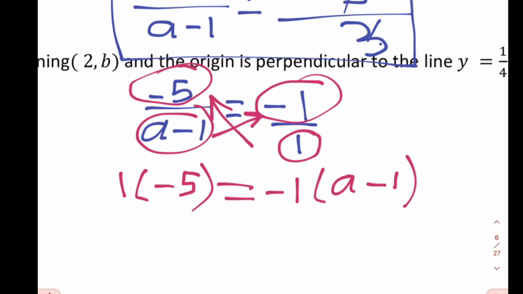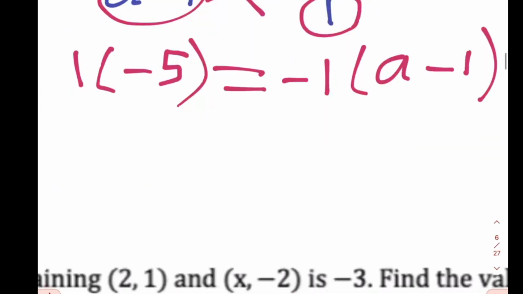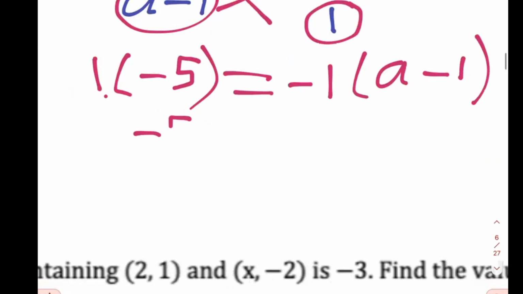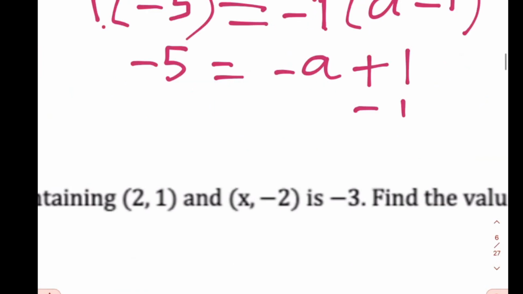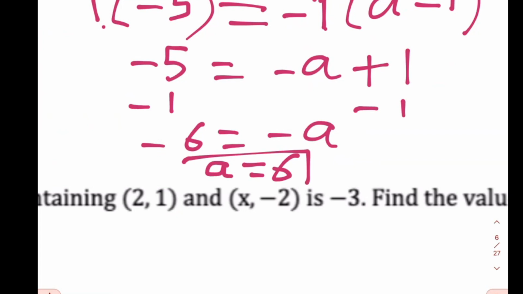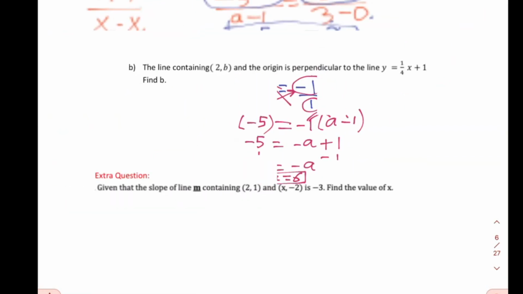Make sure you learn how to solve these equations. After you do this, you're done. 1 times negative 5 is negative 5. And negative 1 times a minus 1, you just expand it. Negative 1 times a is negative a. And negative 1 times negative 1 is plus 1. Now, just subtract 1. You get negative 6 equals negative a. And finally, a equals 6. Multiply by minus or change the sign, it's up to you. Okay, do it the way you want. A equals 6. And here is the answer for this question.